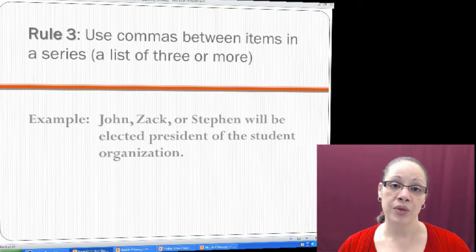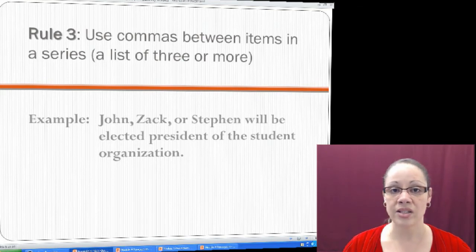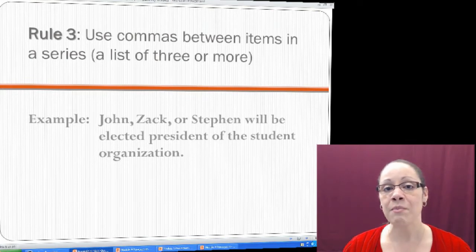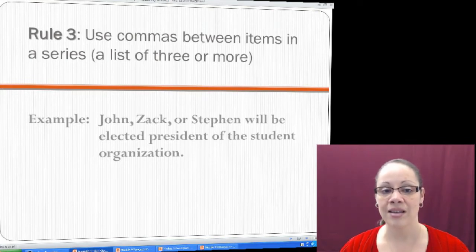Let's take a look at rule number 3 when we use commas. Use commas between items in a series, and a series is a list of 3 or more items in a sentence or a word group. Let's look at our example. John, Zach, or Stephen will be elected president of the student organization. I have 3 people I'm listing: John, Zach, Stephen. So between all of these names that I'm listing, I need commas, a comma after John and a comma after Zach. And I still need a comma, even though I have or Stephen, a conjunction, right before the last name that I'm mentioning in my series. I still need a comma before that conjunction or.